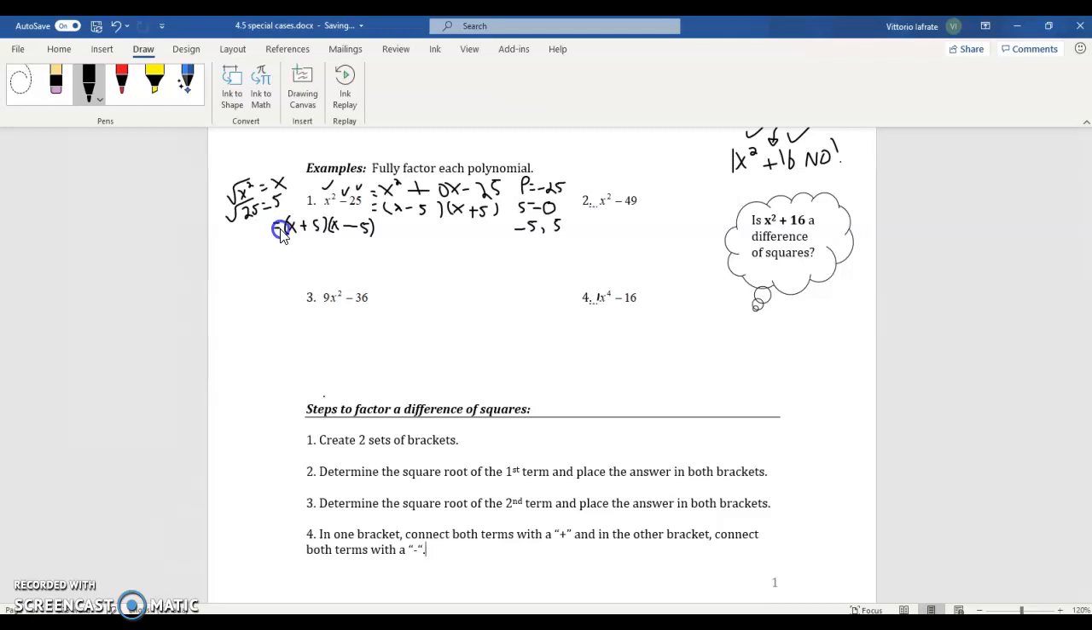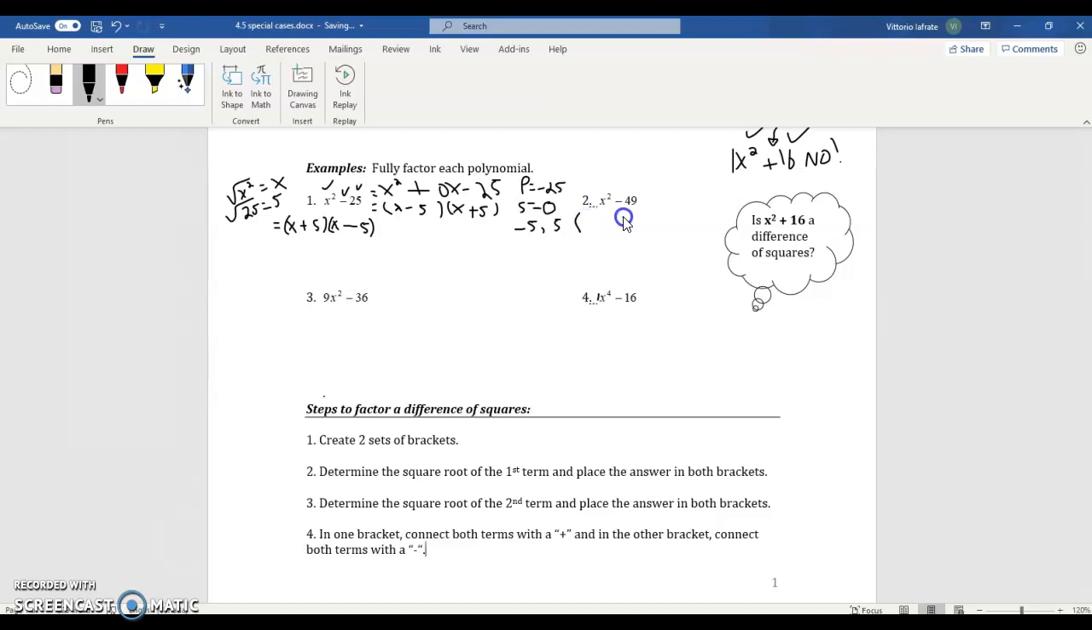And now you have a factored form of x squared minus 25. You didn't have to go find two numbers that gave you negative 25 as a product and 0 as a sum. All you have to do is realize this is a difference of squares. So again, same idea here. Let's try the difference of squares method.